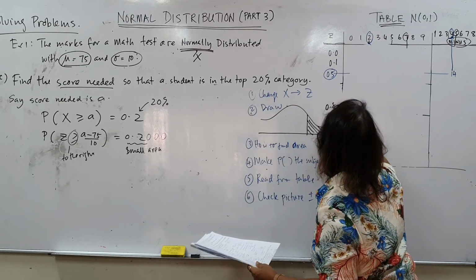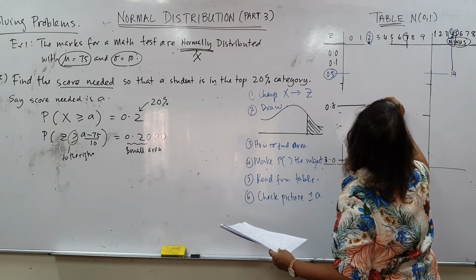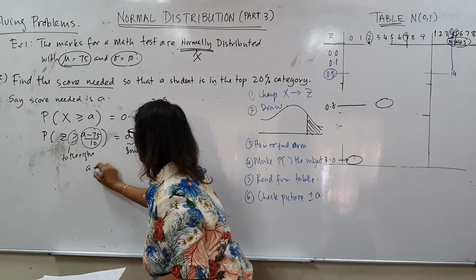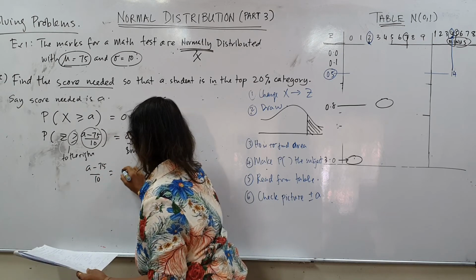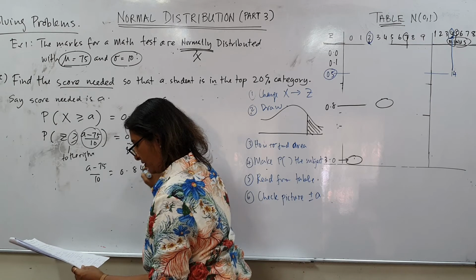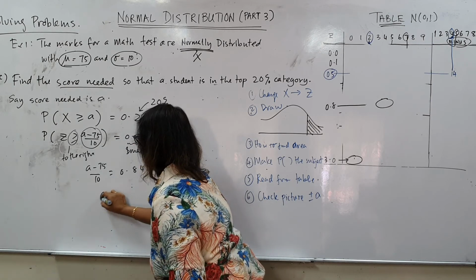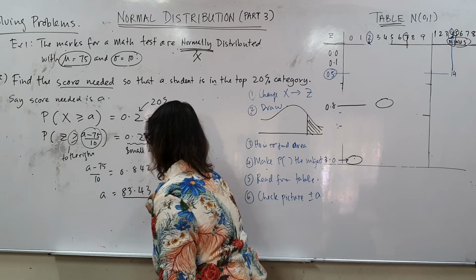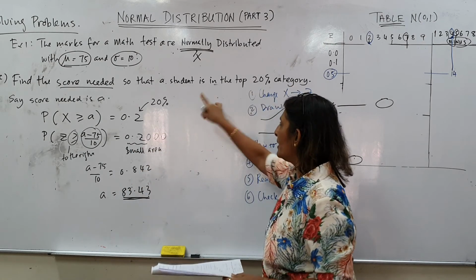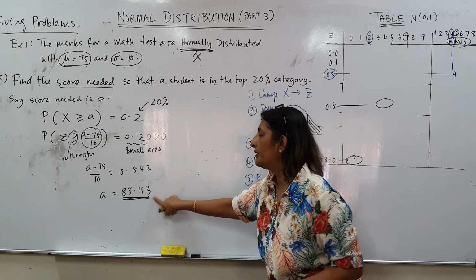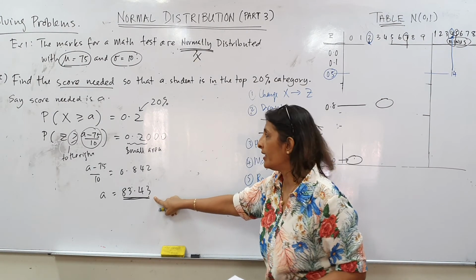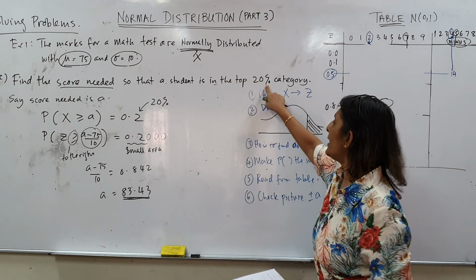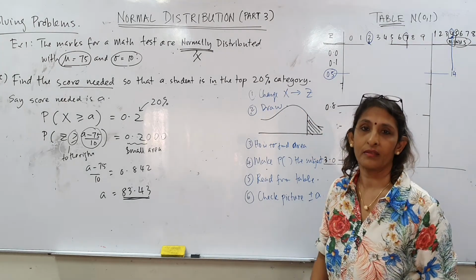Like that, 0.8 here and 2. Somewhere here you will get the answer. So you take this out. A minus 75 over 10 equals 0.842. Then you calculate the value of A, which is 83.43 marks. Meaning the student has to score 83.43 marks and above, 83.43 marks and more than that, to be in the top 20% category in the class.